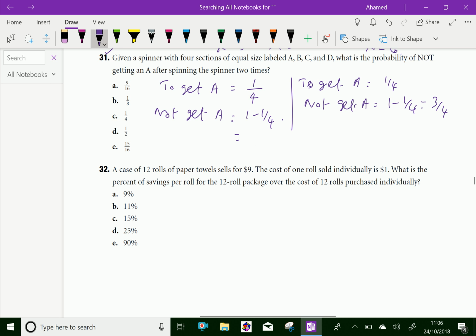So after spinning 2 times, the probability of not getting A is, not getting A in the first spin, 3 by 4, times another 3 by 4, which equals 9 over 16. This is the probability of not getting A in 2 spins. That is, our option is A.